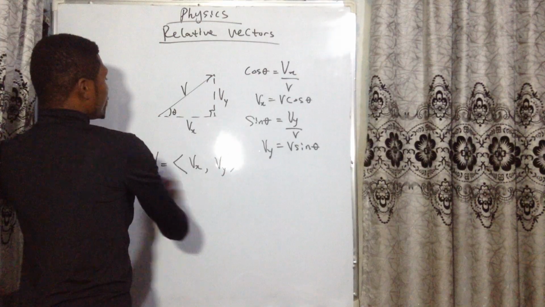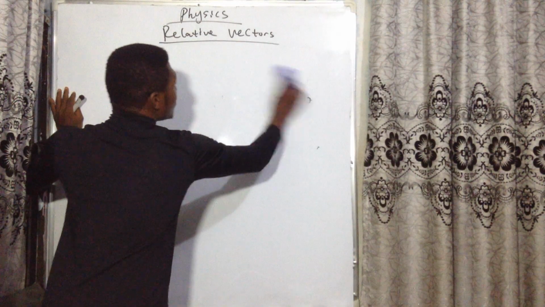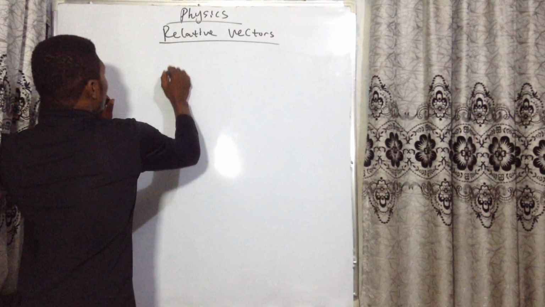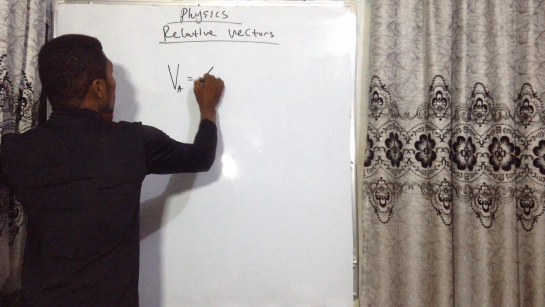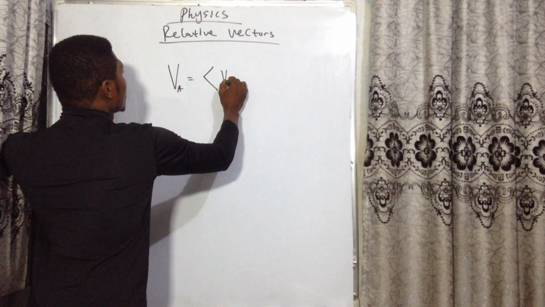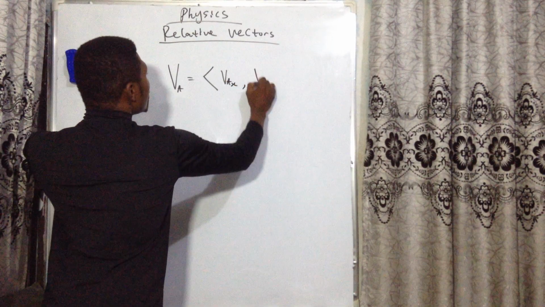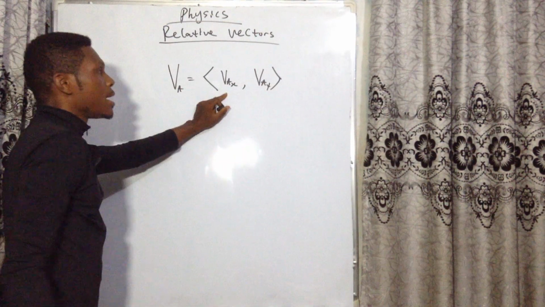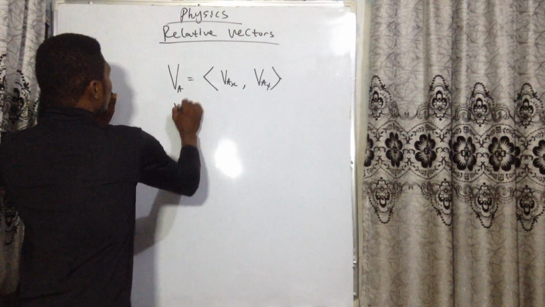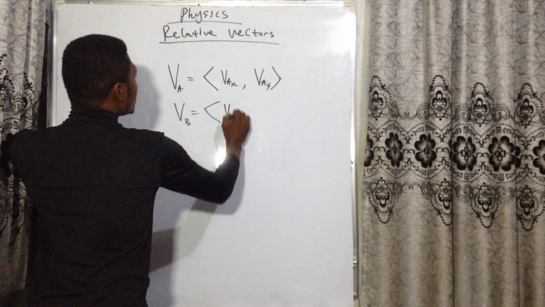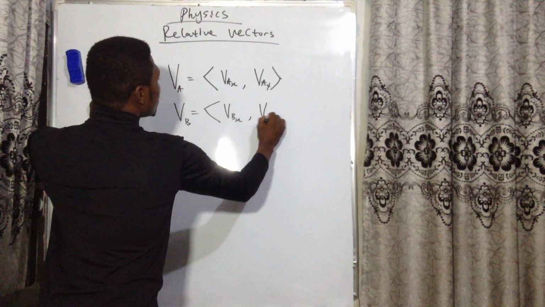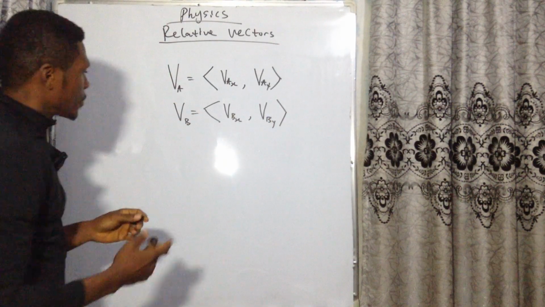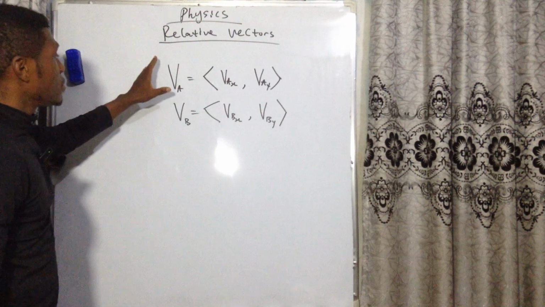So let's say you are given two vectors, vector A and vector B. The components of vector A are VAX, the horizontal component, and VAY, the vertical component. And vector B is equal to VBX and VBY.